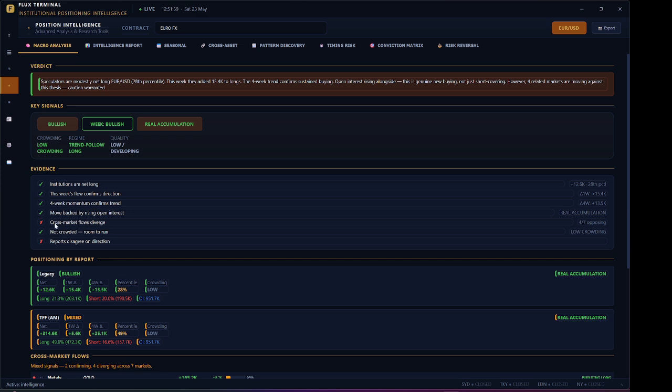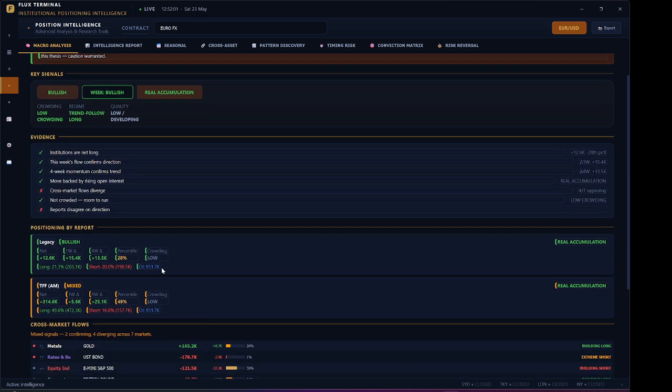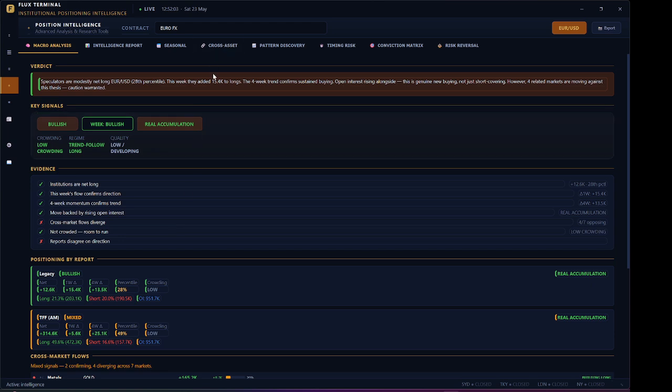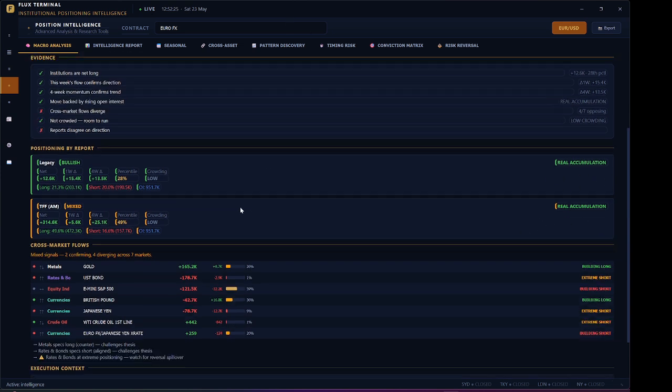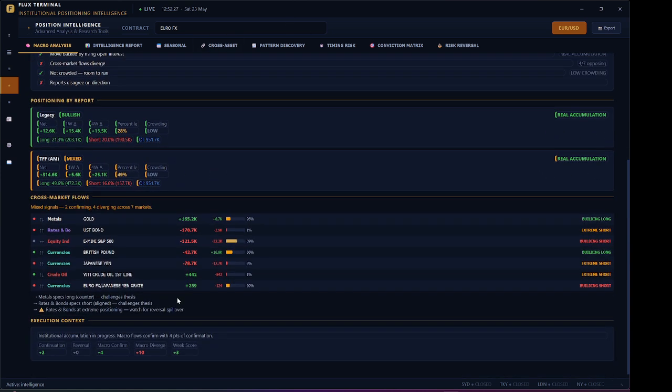So what the Euro USD cross market flow shows. Later on we can look at the cross market flow in more detail. It summarizes all the positions by reports. Because we selected Euro USD, we have legacy and traders in financial futures, where it summarizes all the positions for you. They are both matching and trading in the same direction on Euro USD. So Euro is mostly bullish.